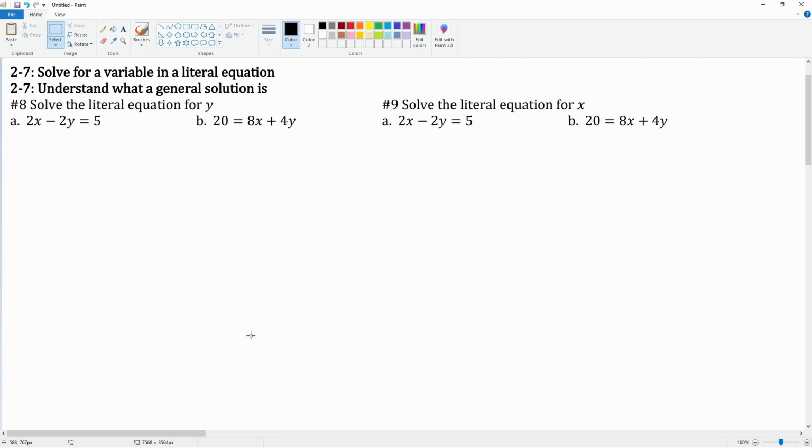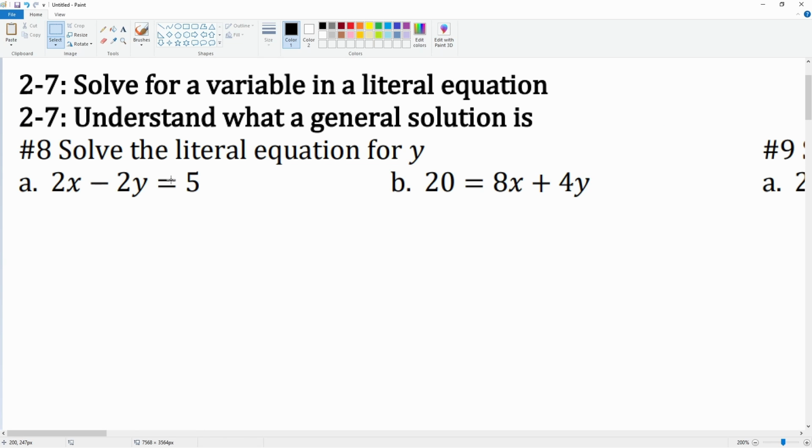2-7 says to solve for a variable in a literal equation and to understand what a general solution is. So number 8 asks us to solve the literal equation for y. Let's do that first. Okay, so we have this.